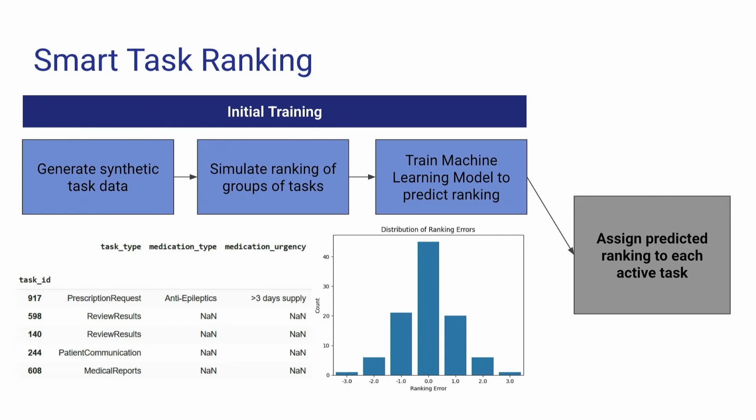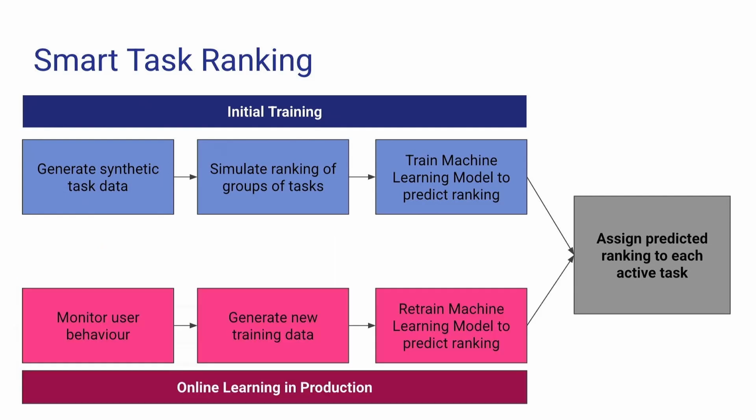We then simulated ranking of these tasks into groups, and then we trained the model to try and predict, based off the features of the task, where it would sit in a ranking. You can see on this graph we've got a distribution of the errors, and you can see that generally in this fictitious data the model was fairly good.